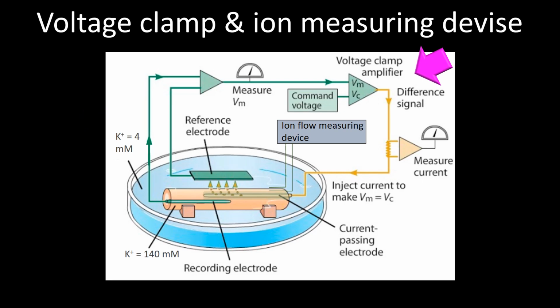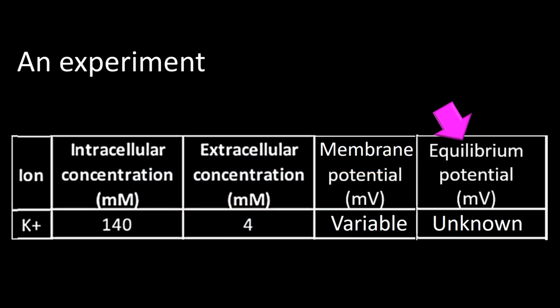A voltage clamp to manipulate the membrane potential, and an ion flow measuring device to determine the net flow of potassium across a membrane at different membrane potentials. This arrangement will allow us to determine the equilibrium potential of potassium, that is the membrane potential at which there is no net flow of potassium from the intracellular to the extracellular space or vice versa.